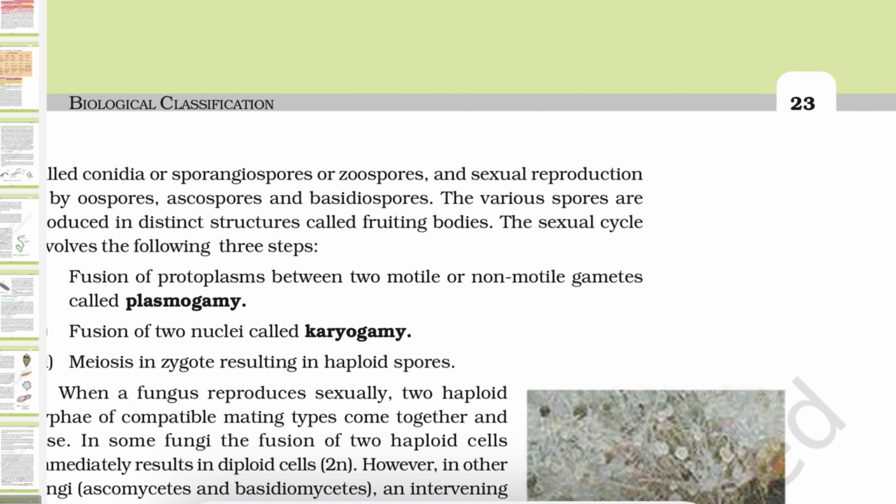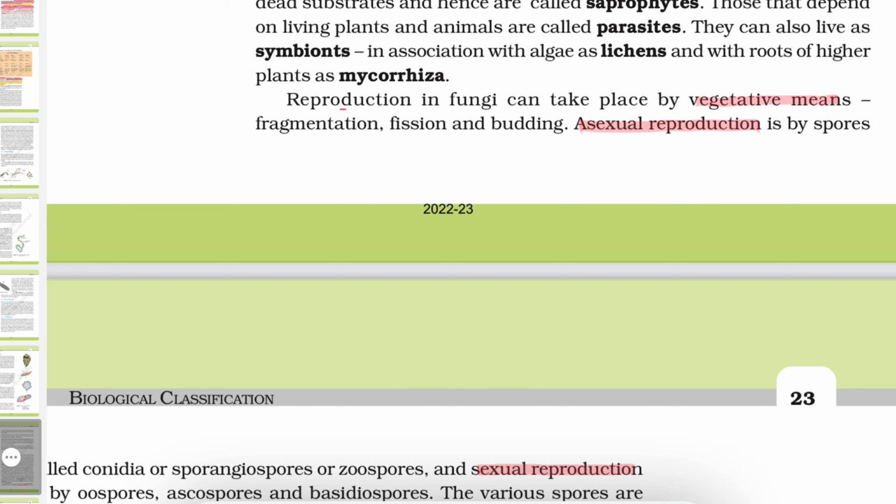Now, reproduction in the fungi can take place by vegetative means. Three types of vegetative reproduction we can see. One is fragmentation, then fission, and budding. These are the three types of vegetative reproduction that fungi perform.